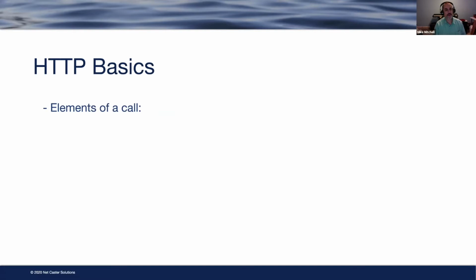All right, so elements of an HTTP call include the method. The methods used by the FileMaker Data API include get, post, patch, and delete.